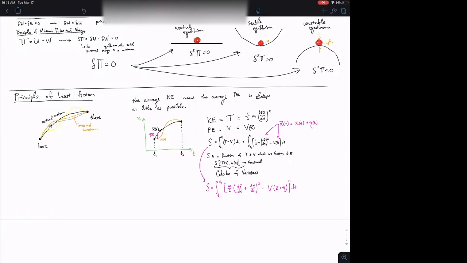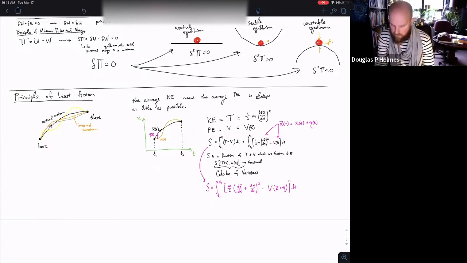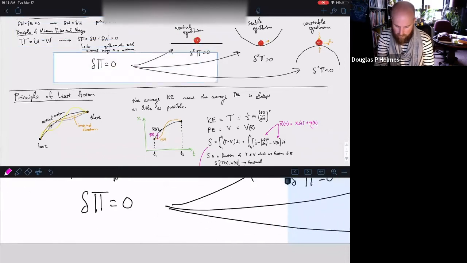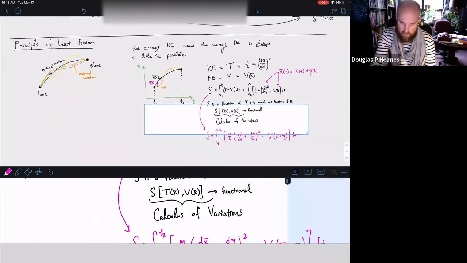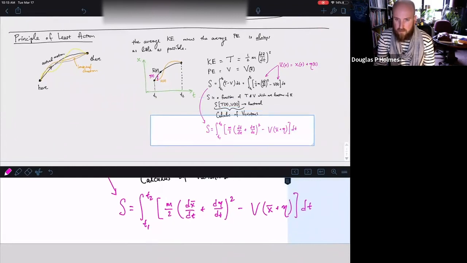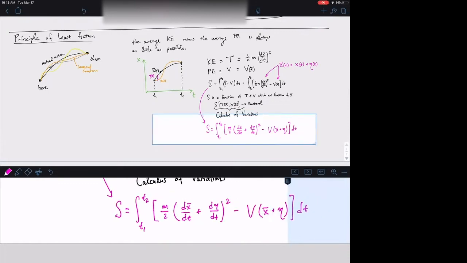Is it possible to zoom again as before? Yes. Thank you. Better? Yeah, thank you. Excellent, okay.